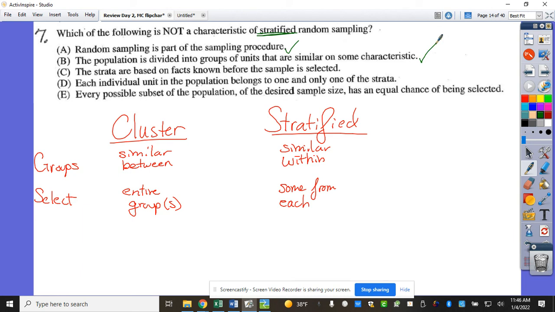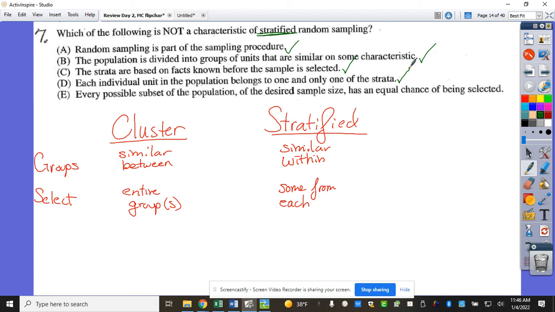Strata are based on facts known before the sample is selected. Would I need to know what grade they're in before I can select my sample? Yeah. Each individual unit in the population belongs to one and only one of the strata. And that's one that I probably take for granted and don't mention as much. It wouldn't work if you could be split up in multiple groups because then you might be selected more than once. That doesn't make it fair.